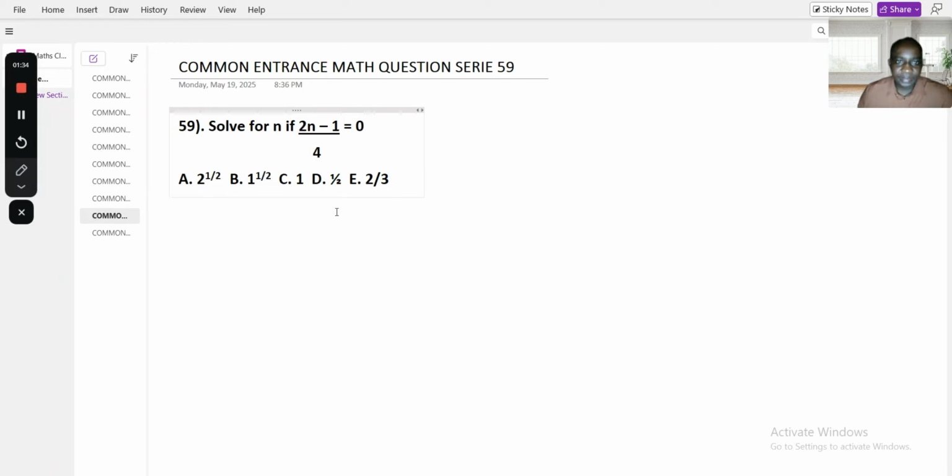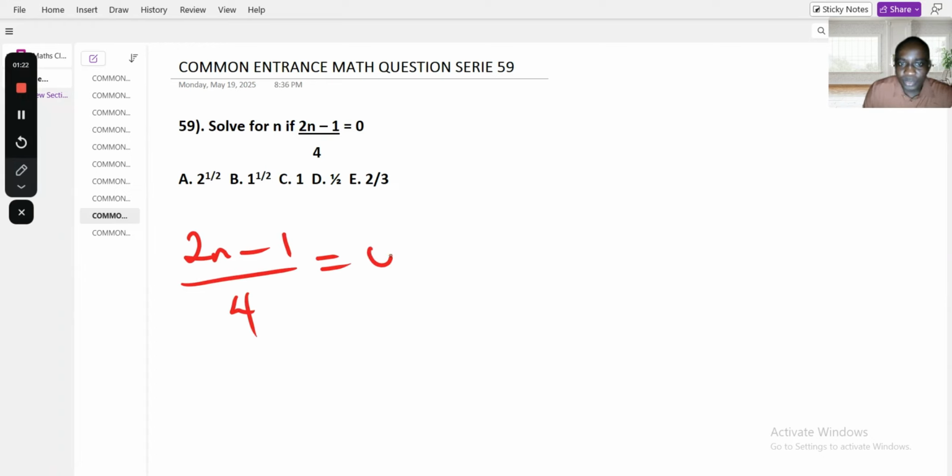Solve for n if 2n minus 1 over 4 is equal to 0. Let's write the question out. 2n minus 1 over 4 equals 0. What are we going to do? We are going to cross multiply, because wherever you see is equal to, you will cross multiply, not that you look for the LCM. Now, 0 over 1 is the same thing as 0, therefore you are going to cross multiply. This one multiply this, this one multiply this.